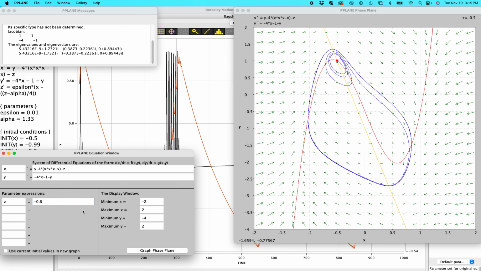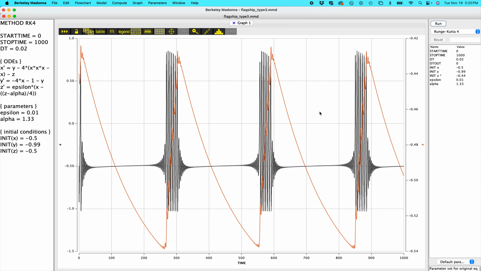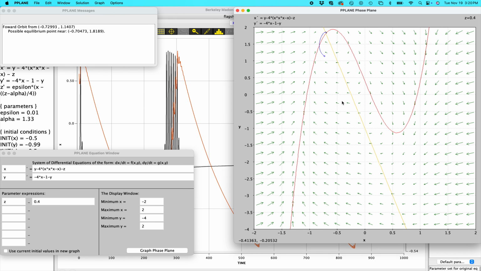If I make it negative 0.6 and I graph the phase plane, I just want to show you a stable equilibrium point. There it is. Okay, we found it. So I was making a very bad mistake. Z is like the gating variable for calcium and potassium current. As Z gets bigger, the hyperpolarizing current gets bigger, and then the system gets more stable. So far so good? Okay.